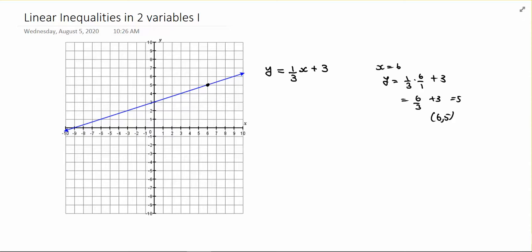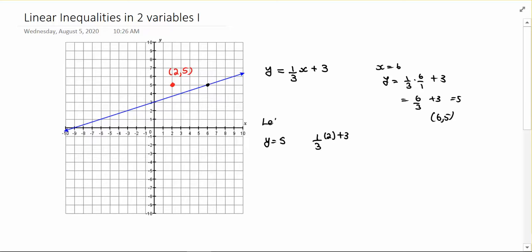But what if you get off the line, right? What if we are over here? So that point right there is 2 and 5, right? What happens now? So let's see. y is 5. And what about the right side? Well, we have 1/3 times 2 plus 3.